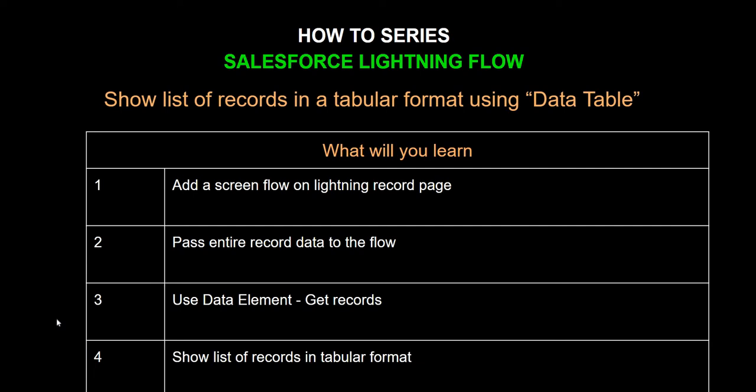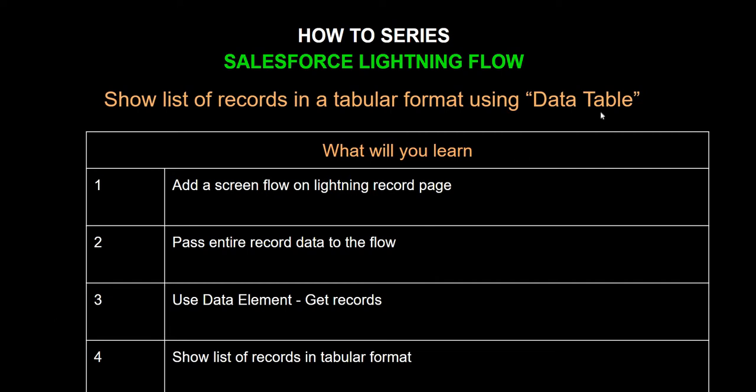In this video, we're going to learn how to show a list of records in a tabular format using the data table component. You'll also learn how to add a screen flow on a record page, how to pass the record detail to the flow, and how to use the Get Records data element to fetch data from the database.